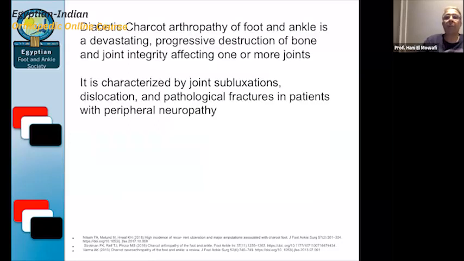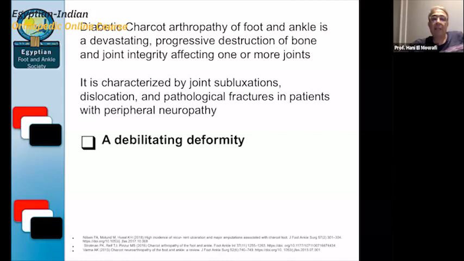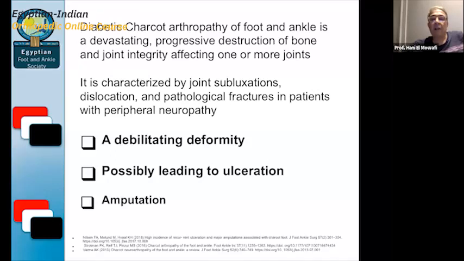But we have to know that the diabetic foot is a progressive, devastating, aggressive disease which affects bone and joint integrity. It may lead to subluxation or dislocation of the joints, and also to pathological fracture in patients with peripheral neuropathy. All of this leads to a debilitating deformity, with aggressive ulceration due to deformity, mechanical ulcer, then osteomyelitis, and at the end amputation.